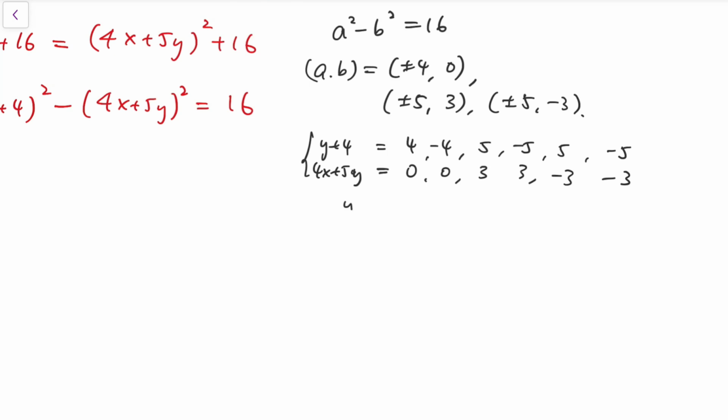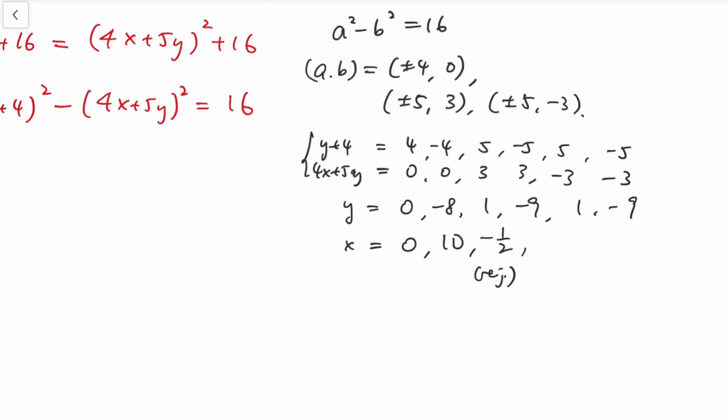Then by solving, we have y equals 0, minus 8, 1, minus 9 for these cases, whereas for x, we have 0, 10, and for this one is actually minus 1/2, so we have to reject. For the next case, we have 12, and for this case, we have minus 2, and for this case, we have 21/2. So again, we reject these cases, and we know that we have these 4 pairs of solution sets.